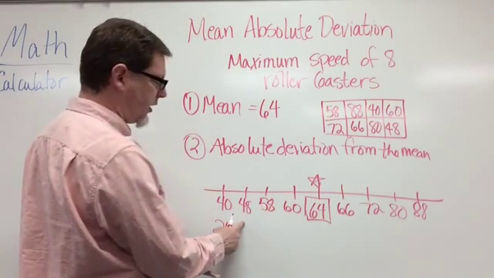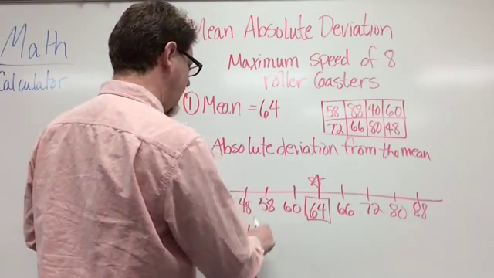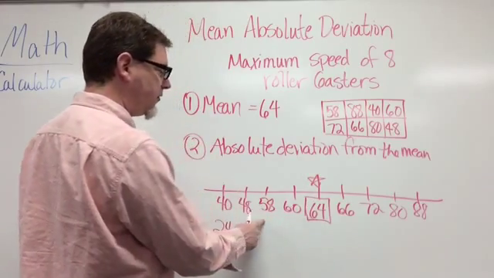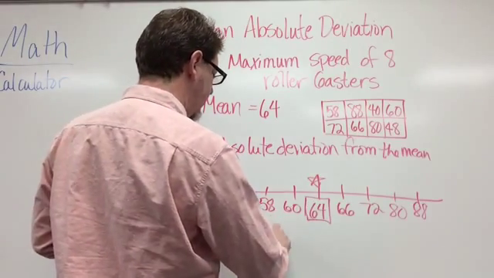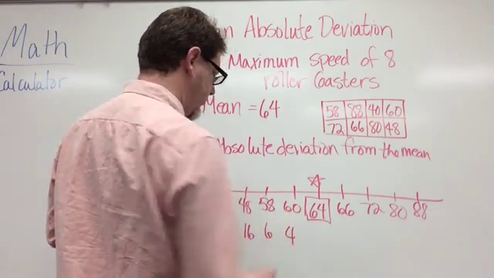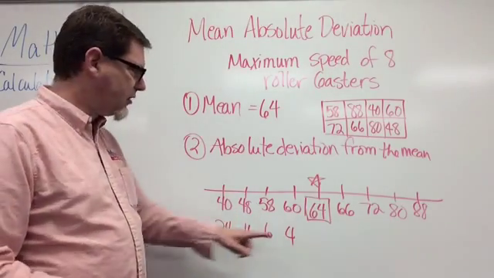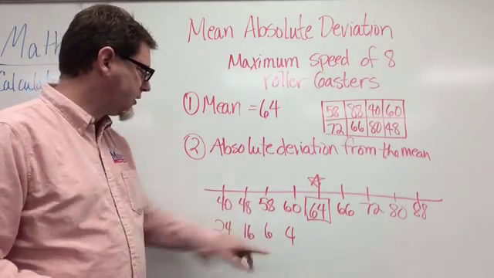64 minus 48 is 16. 64 minus 58 is 6. 64 minus 60 is 4. So the absolute deviation from the mean for each one of these is listed.